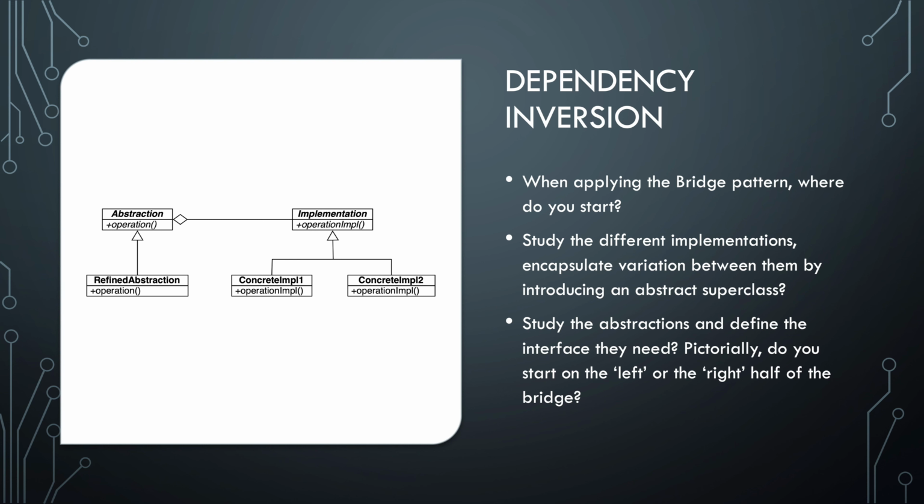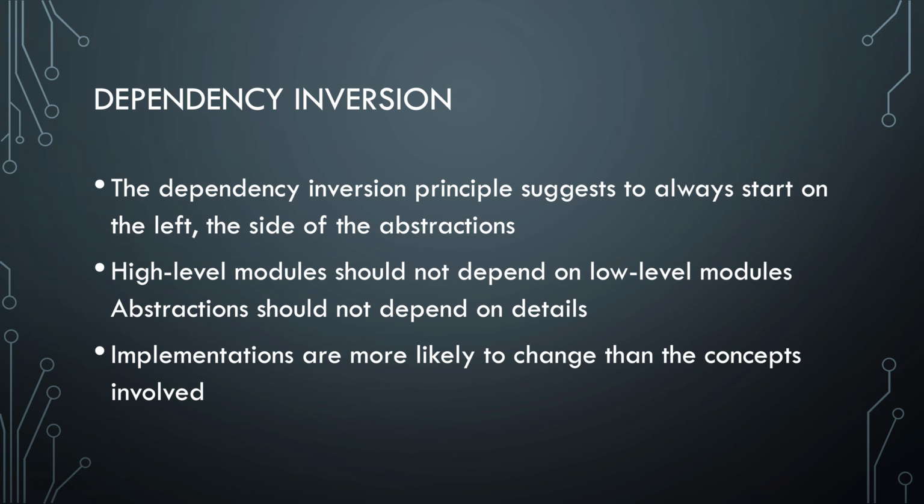Let's look at another principle, dependency inversion. If you look at the bridge pattern, where do you start with designing it? Do you first look at the different implementations, or do you look at the abstractions first? In other words, do you start on the left or on the right? The dependency principle suggests starting on the side of the abstractions, the left side. In the slides of the bridge pattern, we had an example of a game with Mario and Luigi that used different graphics engines for iOS and Android.